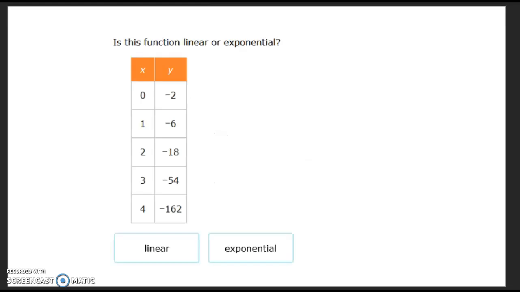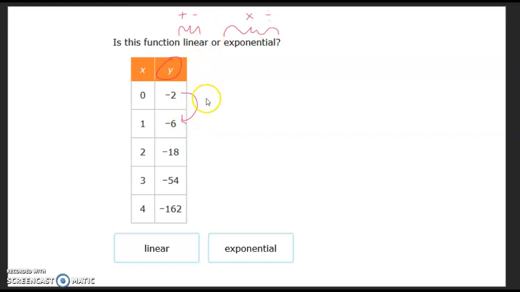All right, so the first thing it's going to ask us is, is the function linear or exponential? A way that can help you is, if a line is linear, that means that something is being added or subtracted every time on the y value. If it's exponential, that means it's being multiplied or divided. So all you have to do is figure out which one and it will tell you if it's linear or exponential. So 2 to negative 6.